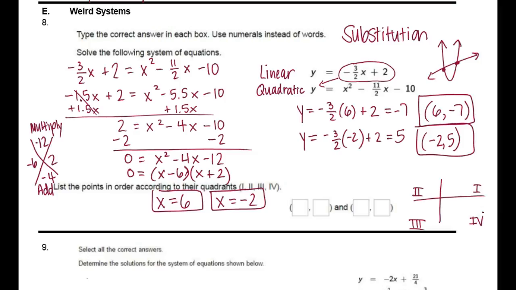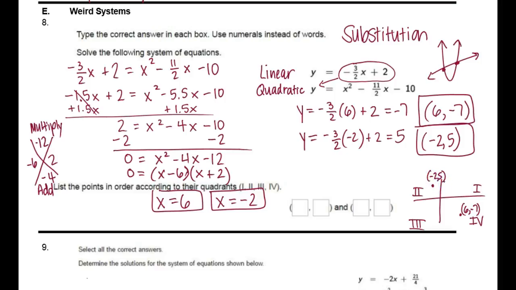So let's graph these 2 points of intersection to see what quadrants they're in. The coordinate point 6 comma negative 7 is located in the 4th quadrant. It would be somewhere around here. The other coordinate point negative 2, 5 would be located in the 2nd quadrant.